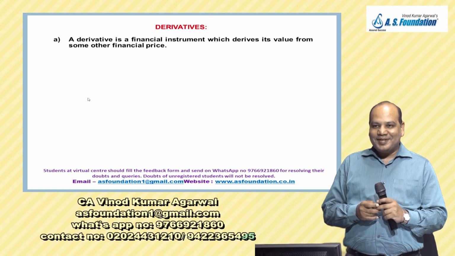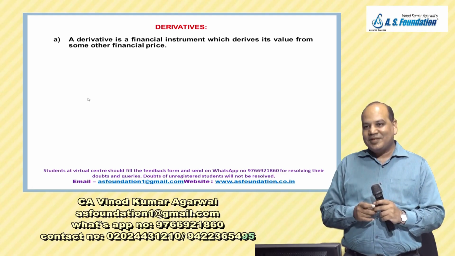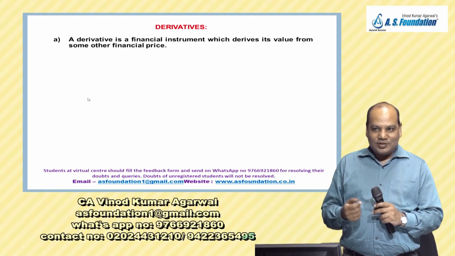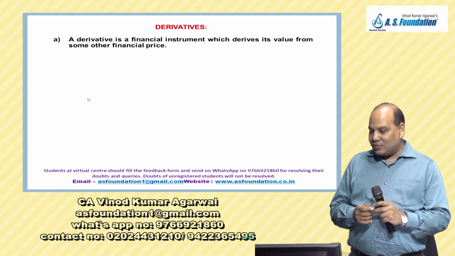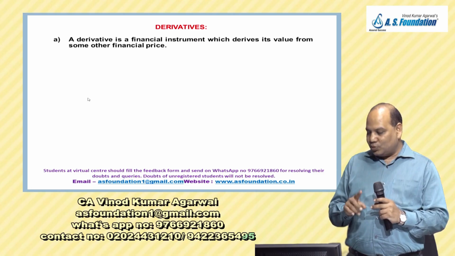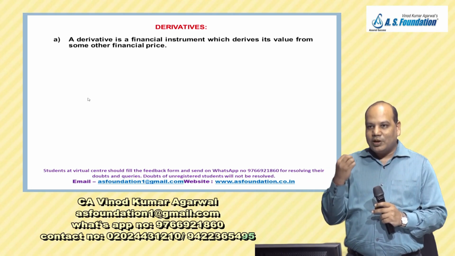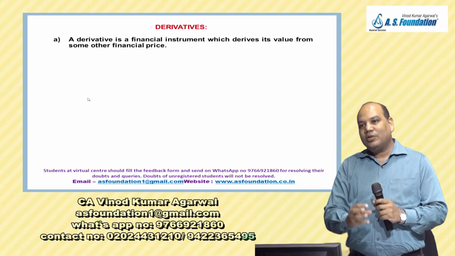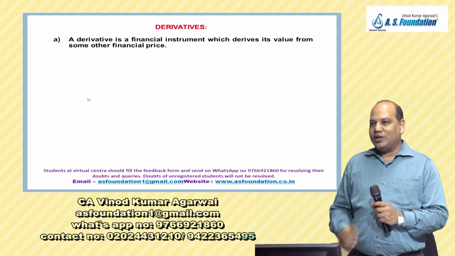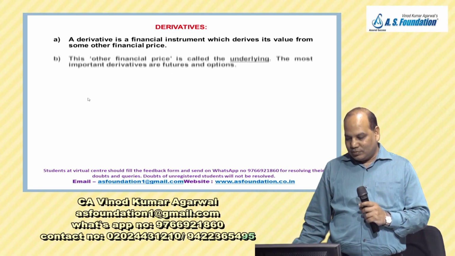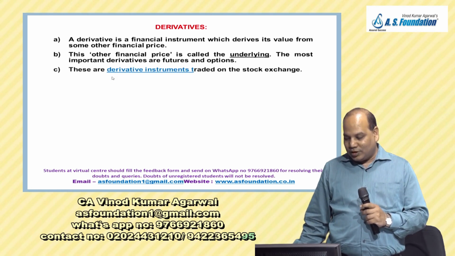Now the next part is derivatives. What is a derivative? I'll go through it quickly because this is a full chapter in your SFM. Derivatives are financial instruments like futures, options and swaps, which derive their value from another instrument or asset, which is technically called the underlying.